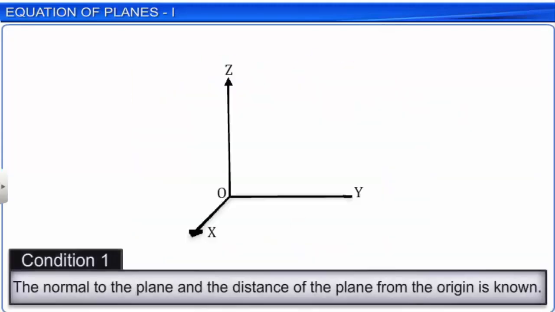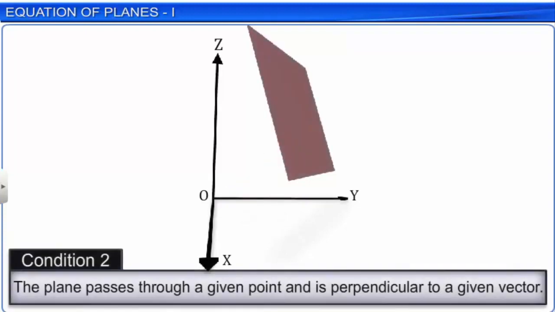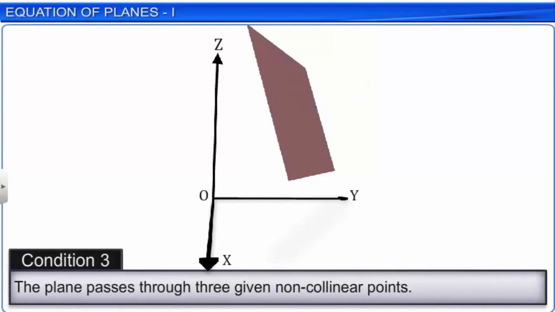We can determine a unique plane if we know the normal vector n to the plane and the distance d of the plane from the origin. The equation of the plane, in this case, is called the normal form of the plane. We can also determine a unique plane if the plane passes through a given point P and is perpendicular to a given vector n. A unique plane can be determined if it passes through 3 given non-collinear points A, B, and C.